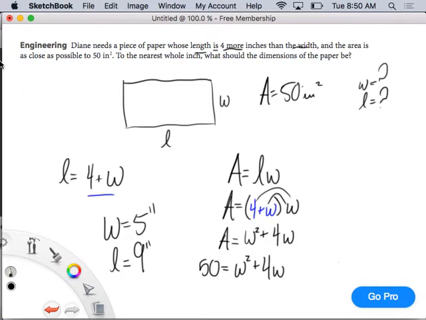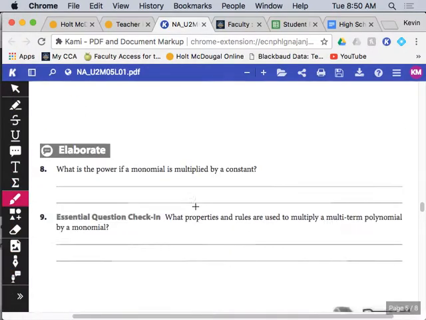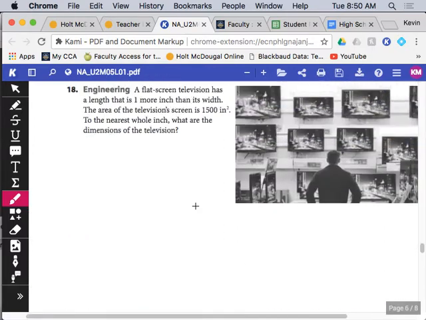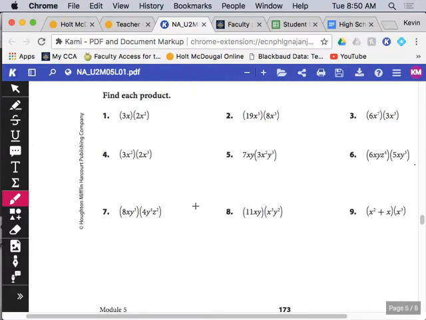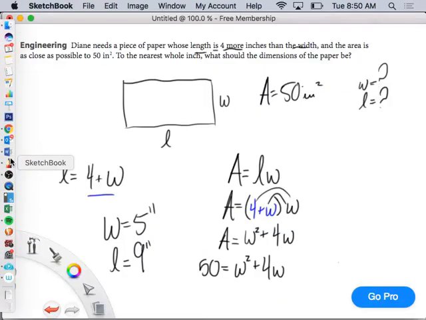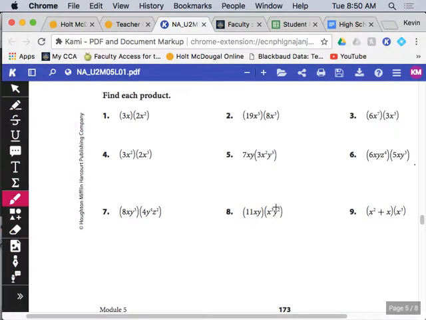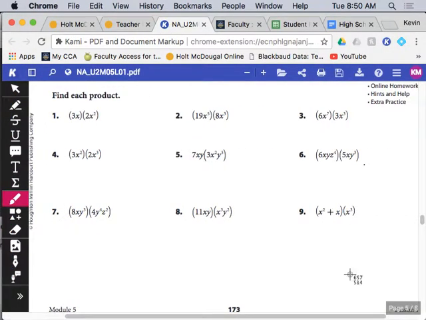All right, very good, class. All right, so the question now is, what is your homework? It is numbers 1 through 18. So page 173, numbers 1 through 18. Yes? Could you go over number 9 on the homework? Sure.